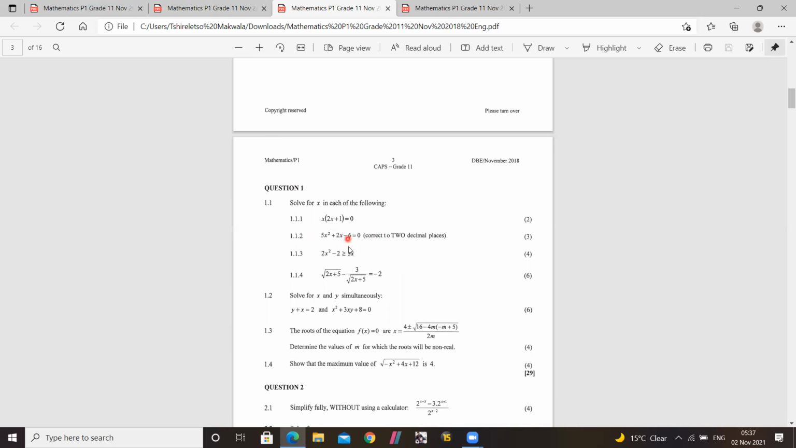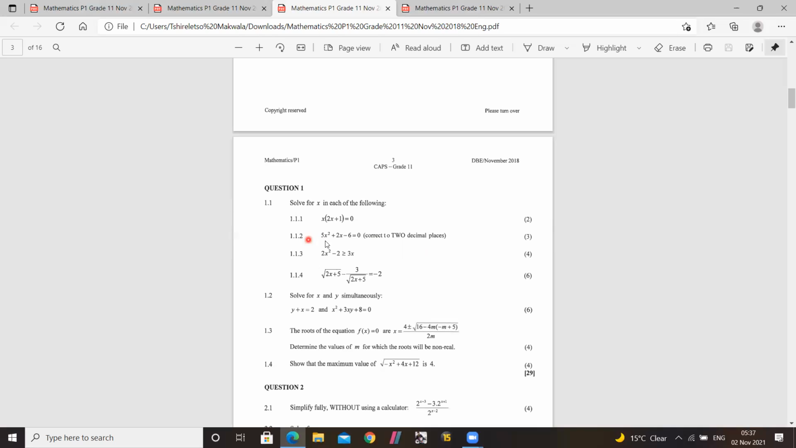Then you just substitute those variables inside the equation, then you get the answer for the two x's. This is how you approach a question. You're corrected to two decimal places every time, so you don't even waste time.